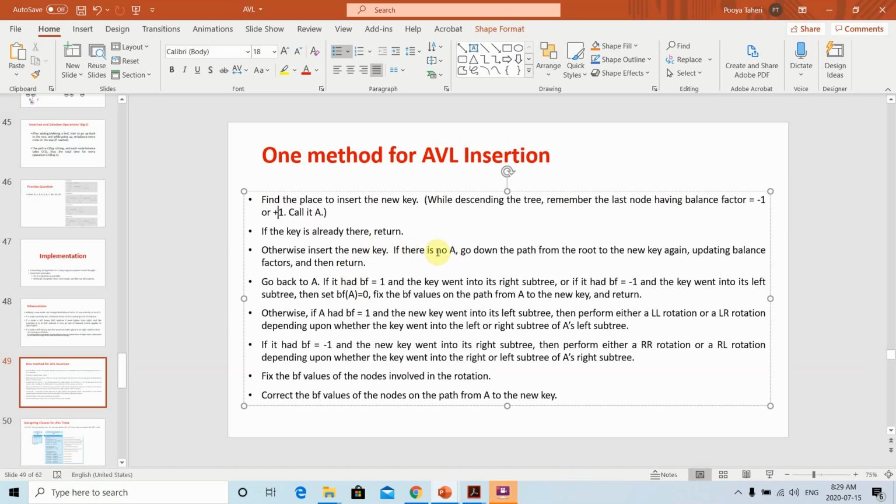If there is no A, meaning all the nodes have balance factor of zero, then go down the path from the root to the new key, updating balance factors, and then return, right? So when we do an AVL tree, in addition to the root pointer, for every node we also need another member variable. We either keep the height of the node or we keep its balance factor, right? So here we update the balance factor for all the nodes from the newly inserted node upwards towards the root. Okay.